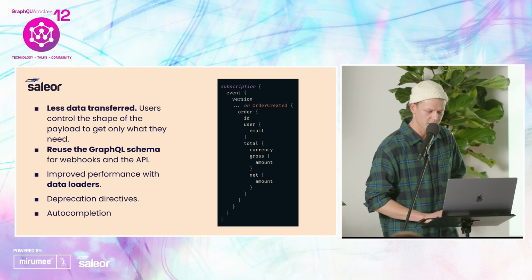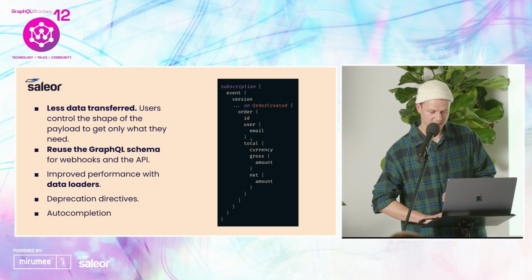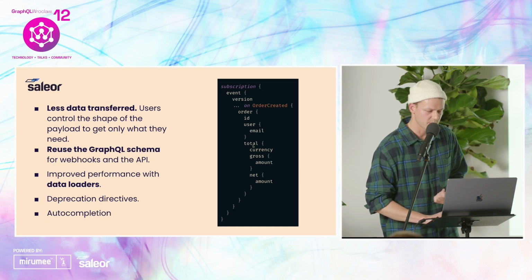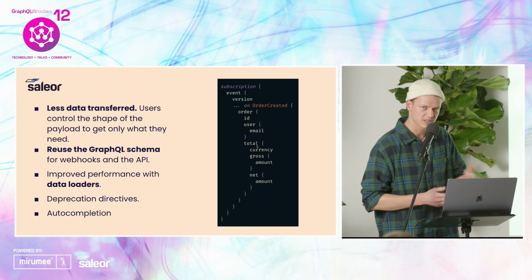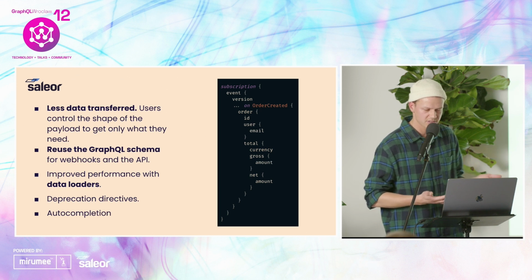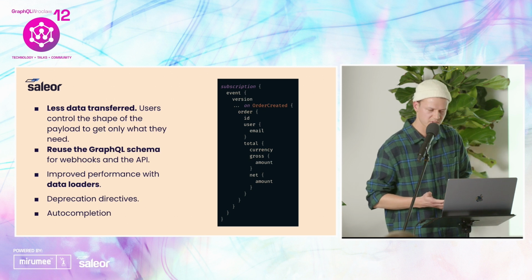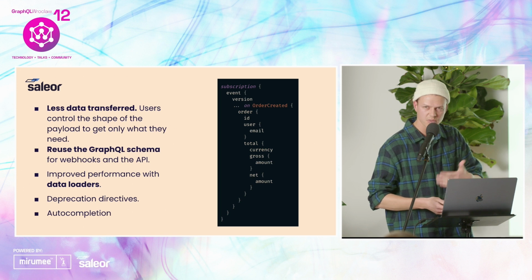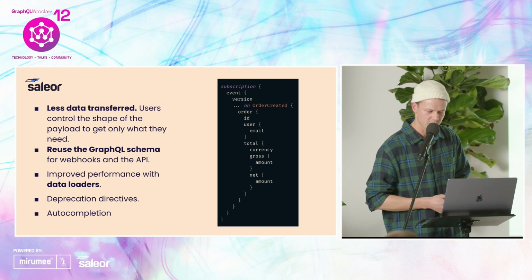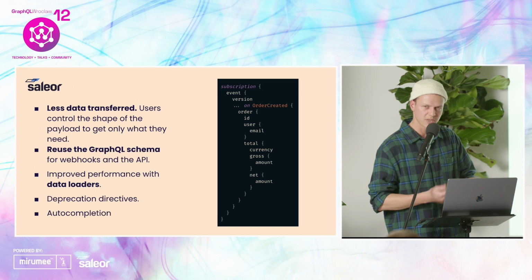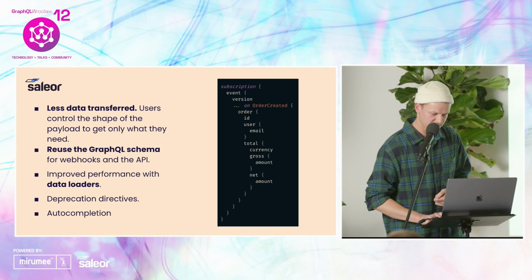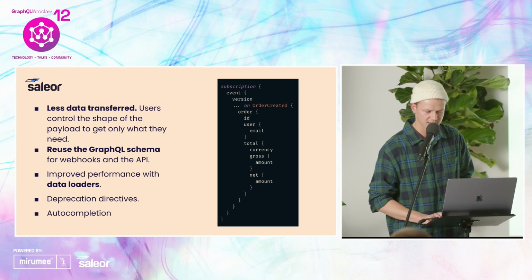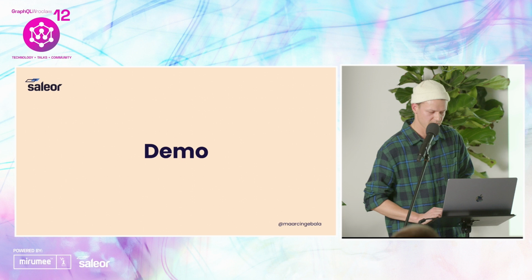We can use deprecation directives, which means that we can say that the total field is deprecated and will be removed in some of the future versions, and now you have to use a different field. There is no way to achieve that in traditional webhooks, where you just cannot remove a field because some integration might be using it. In here, we can just deprecate it, so someone who maintains those webhooks can see that this field is deprecated. And as a bonus, we get auto-completion, which is really nice and makes it easy to build those queries.